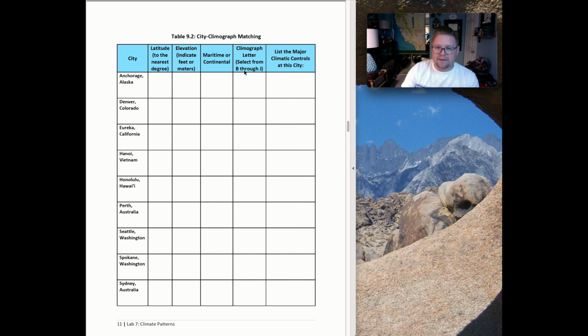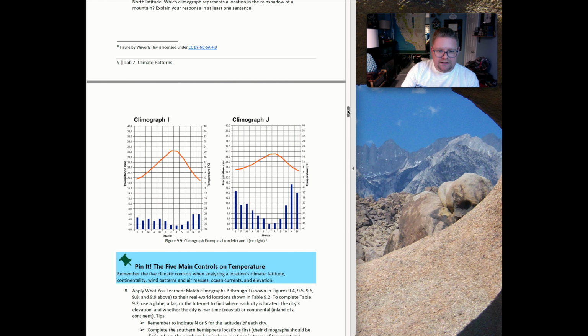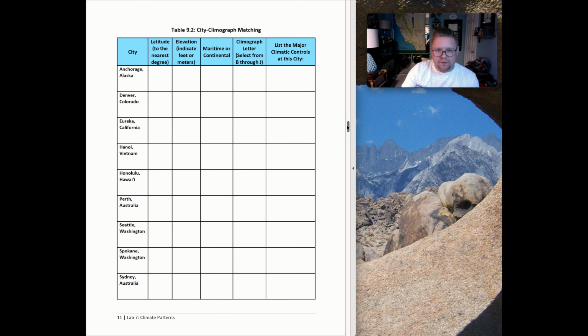Now, the climate graph letter, it says selected from B to J, is a little bit different. When you're looking at these climate graphs, you're going to see the letter. So you pick the letter that goes there. So if we decide that Anchorage, Alaska is letter B, you'd write letter B there. And the key is I would do it in pencil first, so that in case you make mistakes, you can move it around.